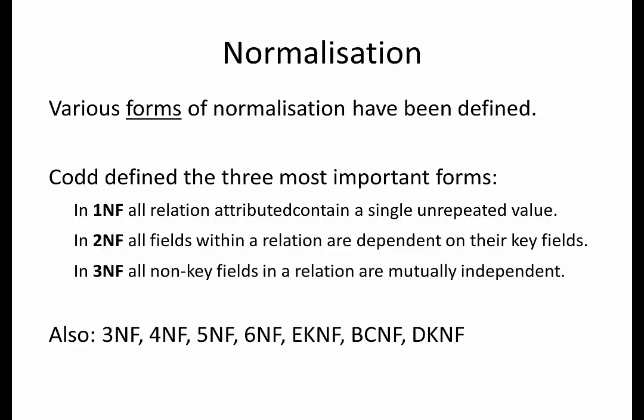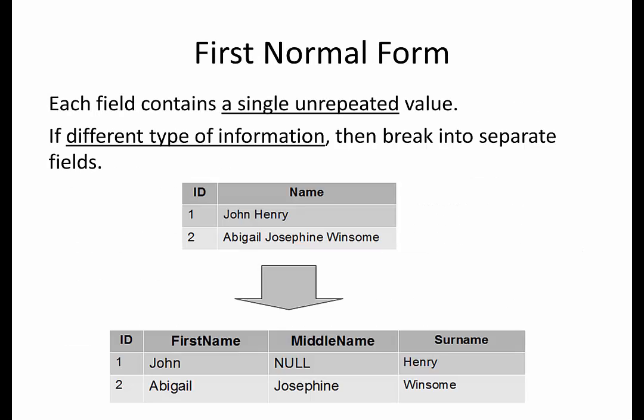First normal form: in all relations, attributes contain a single unrepeated value. If you meet that criteria, you're in first normal form. Second normal form: all fields within the relation are dependent on their key fields. I'll go through these. Third normal form: all key fields in the relation are mutually independent.